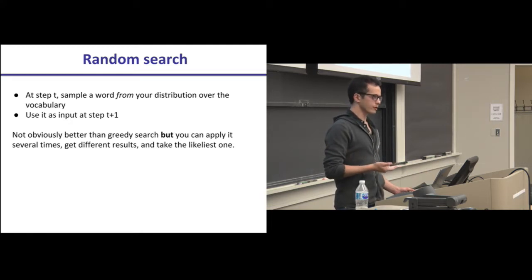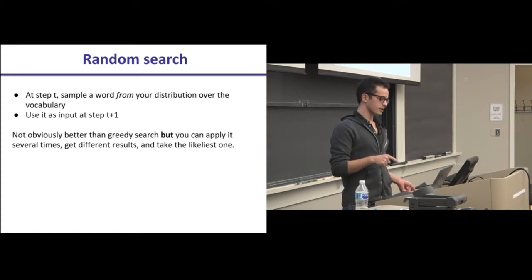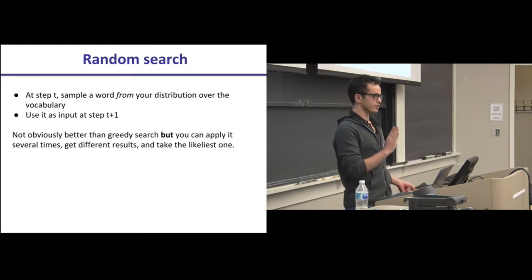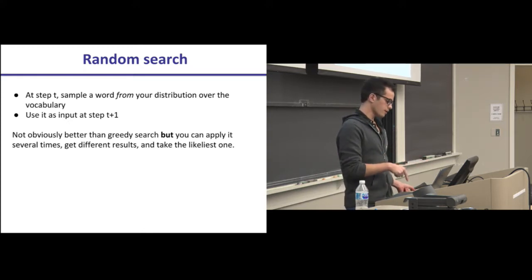So there's no particular reason that this actually does better than greedy search, but there's one major difference, which is that this is not a deterministic process, it's a stochastic one. So if you do it several times, you're going to get different results. If you do it 100 times, you're probably going to get at least one thing that's better than greedy search. So that's kind of why it's useful.